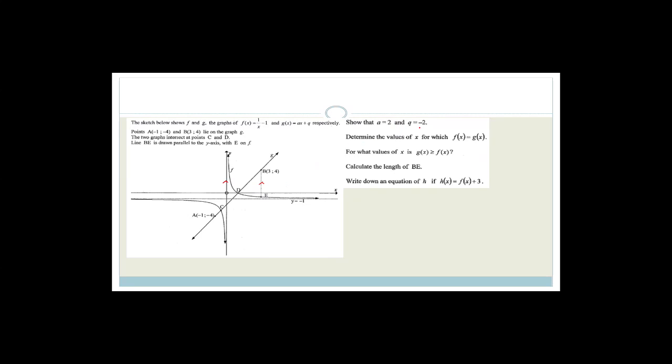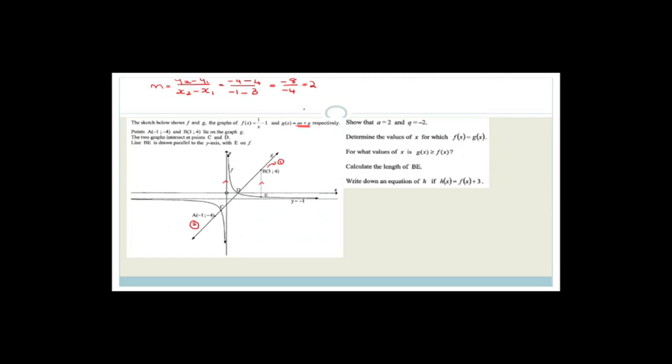Now it says, show that a equals 2 and q equals minus 2. In other words, what they're really asking us to do is find the equation of the straight line. It's quite nice because we've been given 2 points: B is (3, 4) and A is (-1, -4). So we can get the gradient. First of all, m is y2 minus y1 over x2 minus x1. Let's call this point 1 and this point 2; it really doesn't matter which order we do this in. So that is minus 4 minus 4, over minus 1 minus 3, which is minus 8 over minus 4, which is 2.